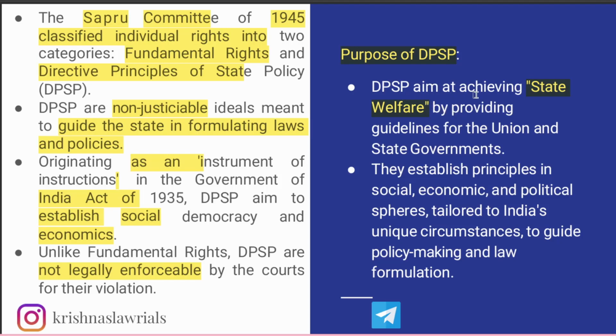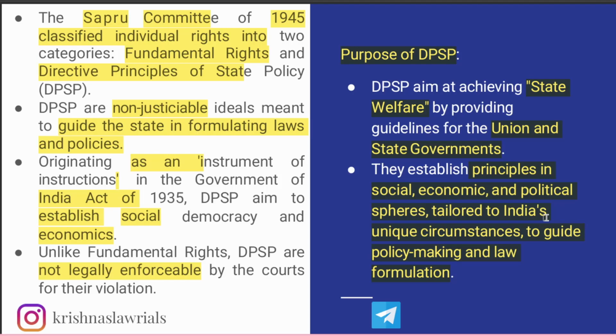So DPSP aim to achieve state welfare by providing guidelines for union as well as state governments. They establish principles in social, economic, and political spheres, in a sense areas, tailored, in a sense customized, as per the unique circumstances of India.